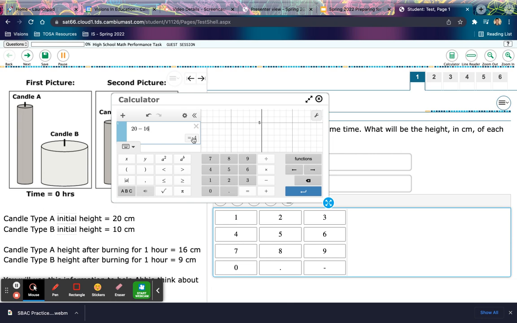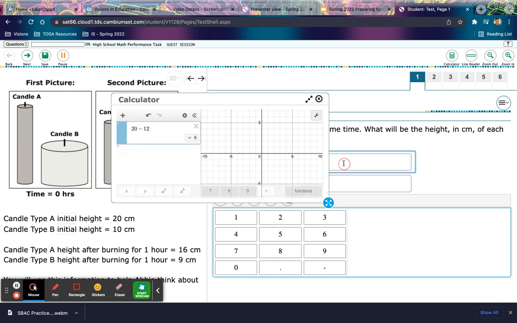It burns 4 centimeters each hour on my paper. Okay, well, after 3 hours, clear this out, it'd be 4 times 3 hours, 12. Okay, I know it burns down 12 after 3 hours. So that's taking away from the 20. So I jotted down my little note there. Now I'm like, okay, 20 minus 12. Okay, it looks like that first one may burn down to 8 centimeters after 3 hours.